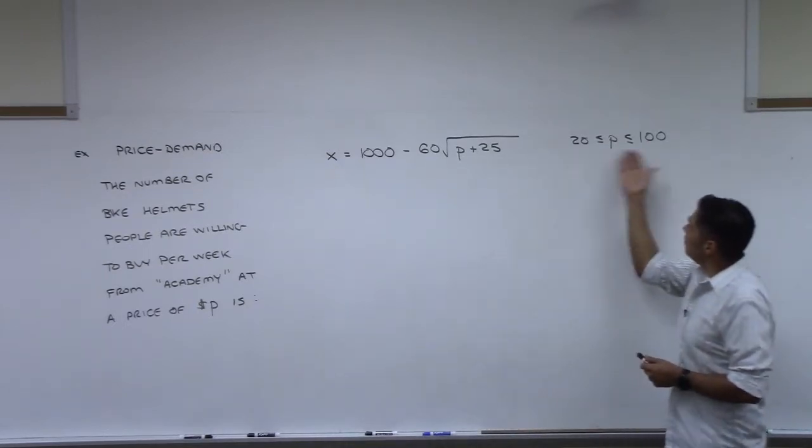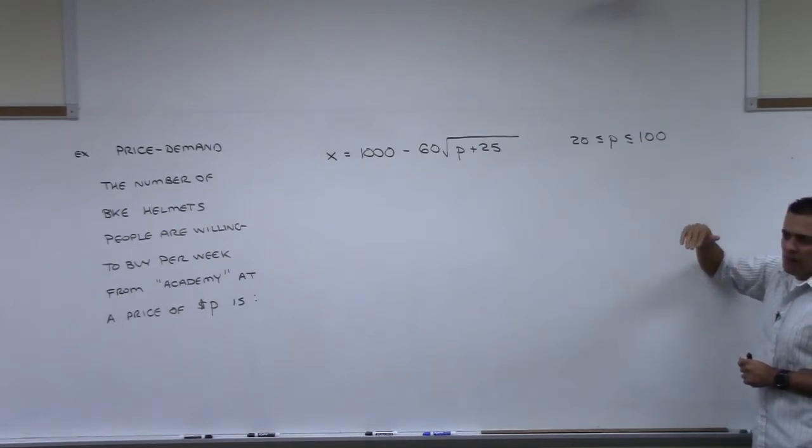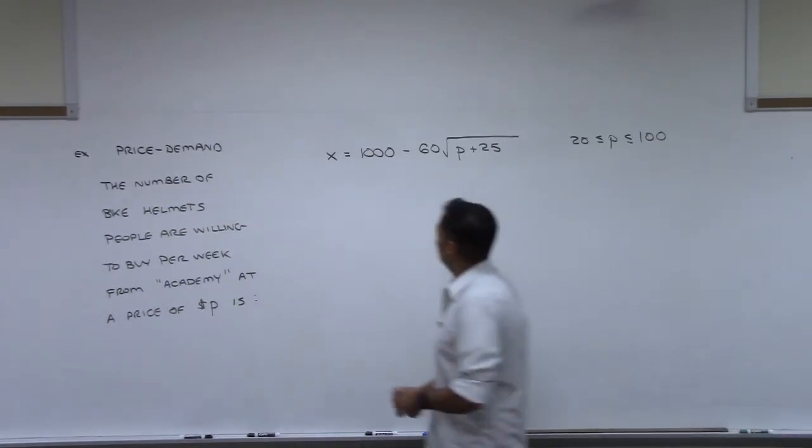Now, what does this mean? Our price is going to be between $20 and $100, all right, for our helmets. We're not going to give them away, right? But our helmets are made in China, so you know we build them for $5, right? And then we sell them for 90. We'll see. All right, so there we go.